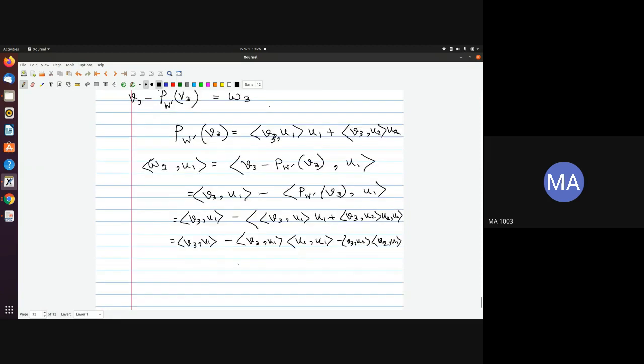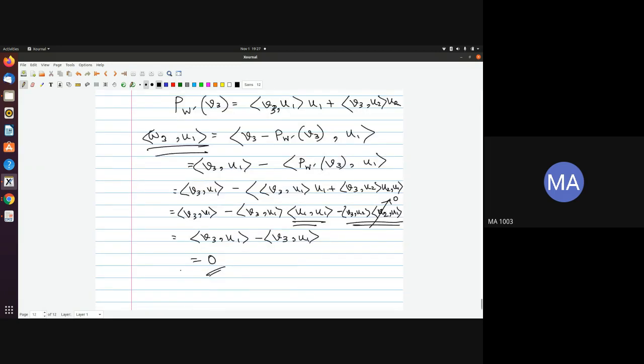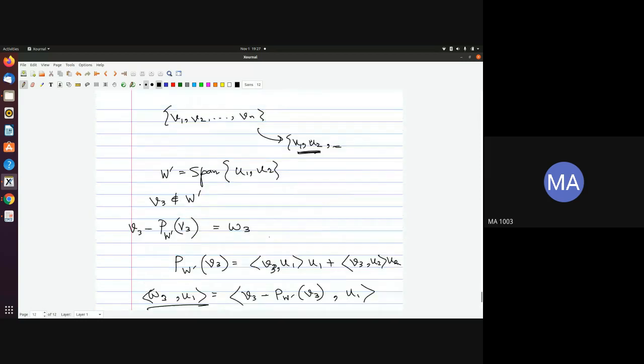Now tell me what is happening here. What about this one? This is 0, right? Because U1 and U2 were orthogonal. We have already seen that. And U1 was a unit vector, so <U1, U1> is 1. So this is 0. So indeed <W3, U1> is 0. Similarly, if we calculate <W3, U2>, that is also 0. So we get another vector W3, which is orthogonal to both of these, because that's how we have constructed it.